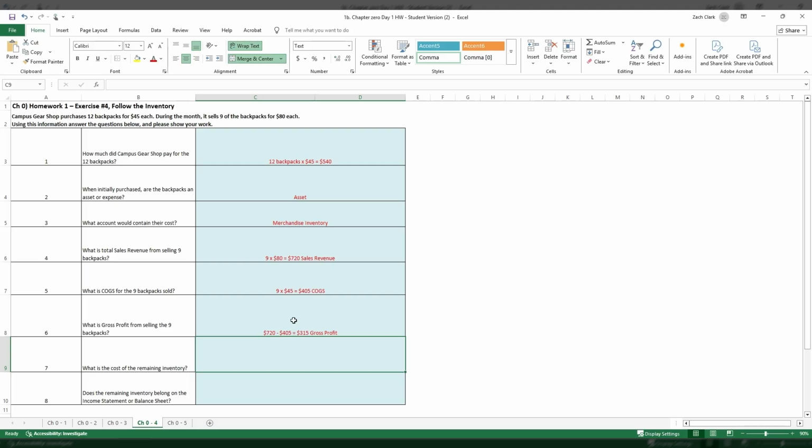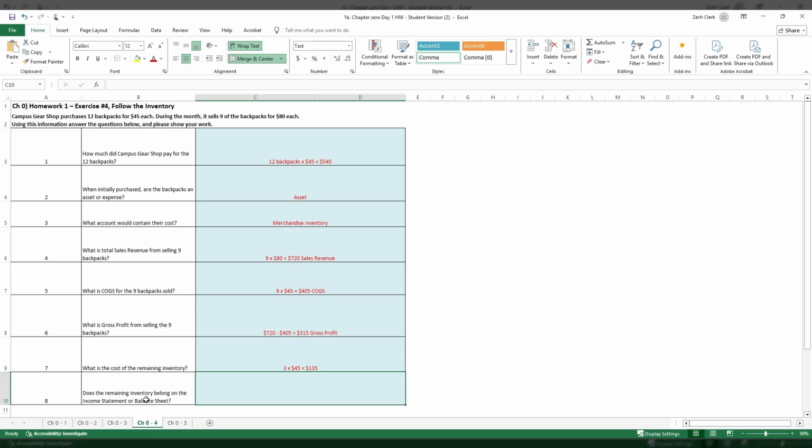Okay, what is the cost of the remaining inventory? We sold 9. We started with 12. So now we have 3 backpacks left times the $45. If you do that math, it comes out to $135. And that's our cost. That's what is still the cost of the remaining inventory.